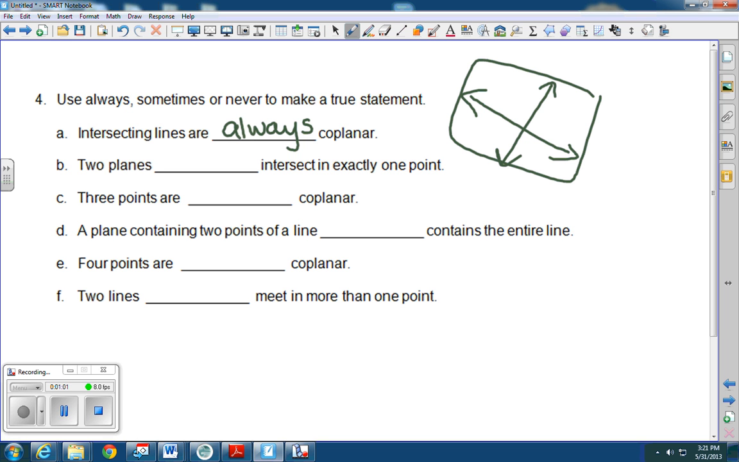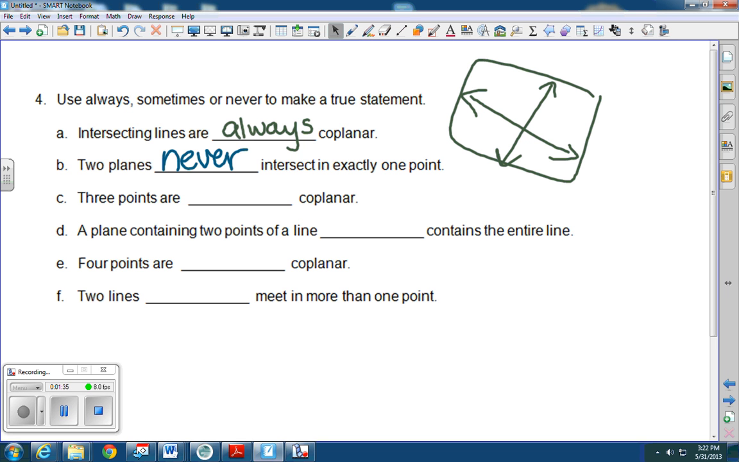Next one. Two planes blank intersect in exactly one point. Well, that's one of your postulates. When two planes intersect, you get a, hopefully you said line. When two planes intersect, you get a line. Two planes cannot intersect in a point. They intersect in a line, and a line is made up of an infinite number of points. So part B is never. Two planes never intersect in a point.